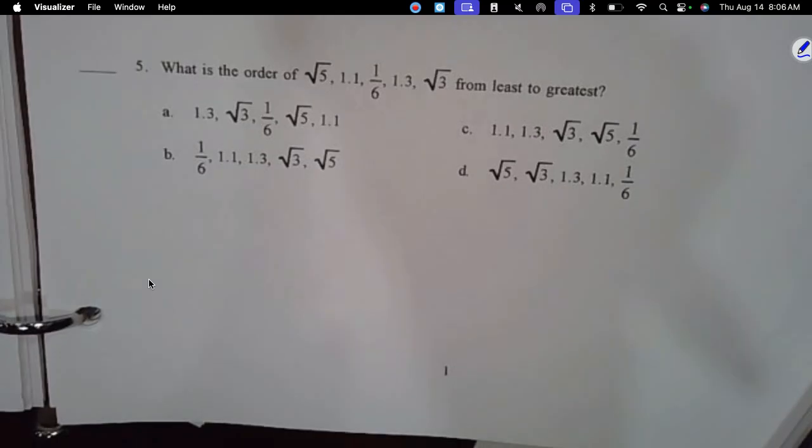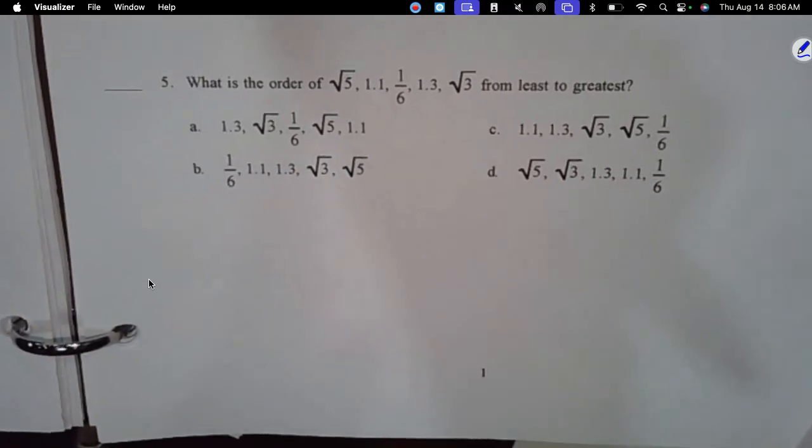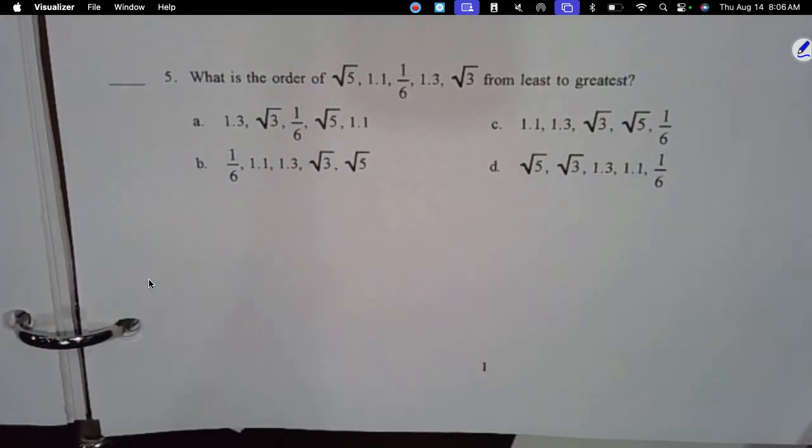We are going to put these in order from least to greatest. So again, I have to know what each number is. I don't know what the square root of 5 is. I know it's close to, anybody have a guess? 2. It's very close to 2.